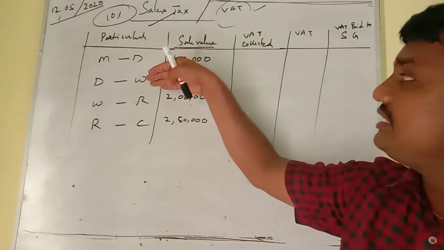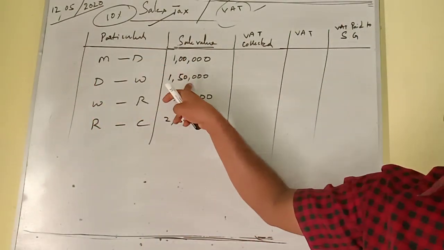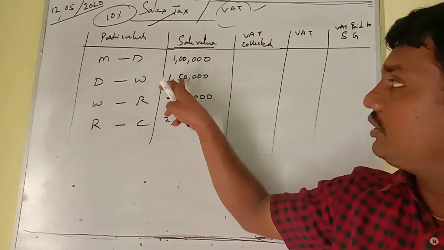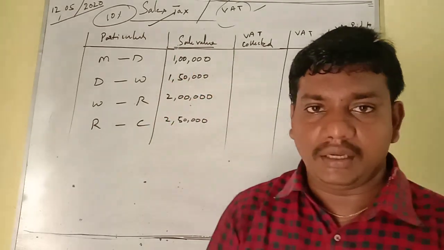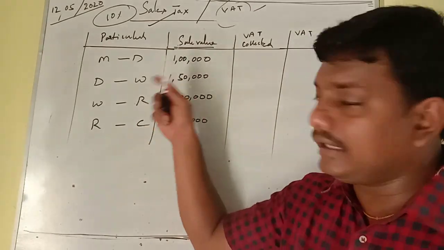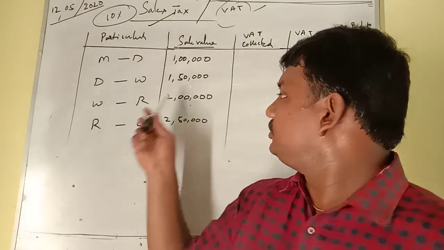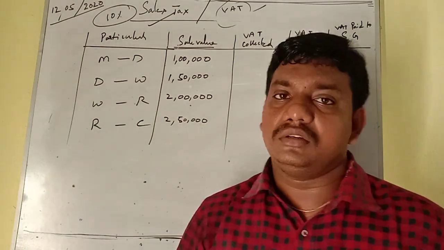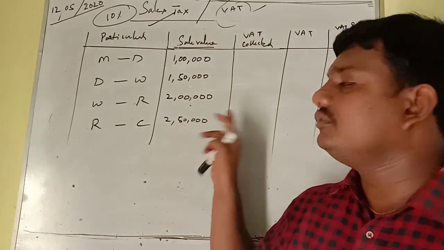Now the sale value increases because the distributor will take some profit of 50,000 on it. Then the distributor will give that item to the wholesaler for 1,50,000 rupees. Now from wholesaler to retailer, the wholesaler again takes 50,000 rupees on this item, so it becomes 2 lakh rupees. Now from retailer to consumer, the consumer buys at 2,50,000 rupees.